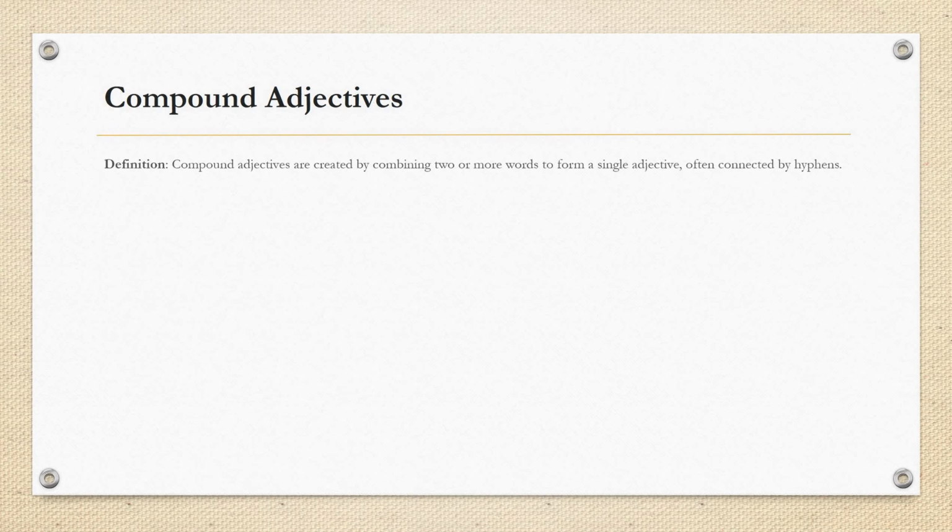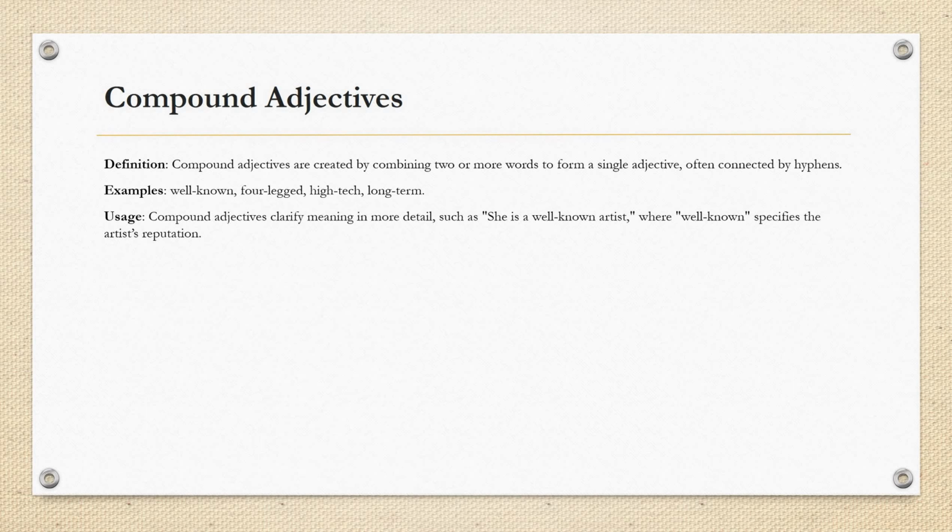Compound adjective. Compound adjectives are created by combining two or more words to form a single adjective, often connected by hyphens. Example: well-known, four-legged, high-tech, long-term. Usage: compound adjectives clarify meaning in more detail, such as "She is a well-known artist," where "well-known" specifies the artist's reputation.